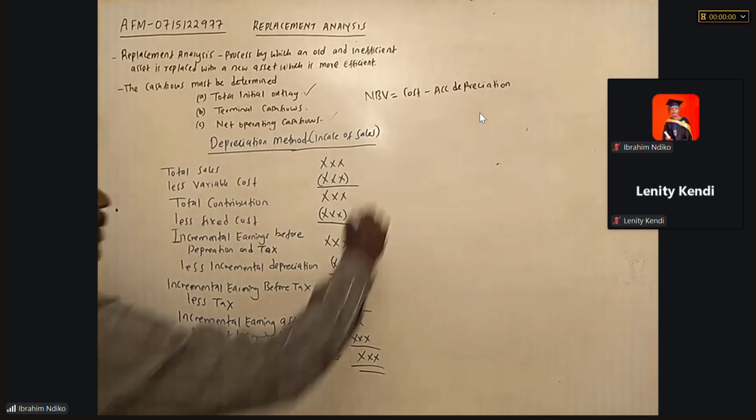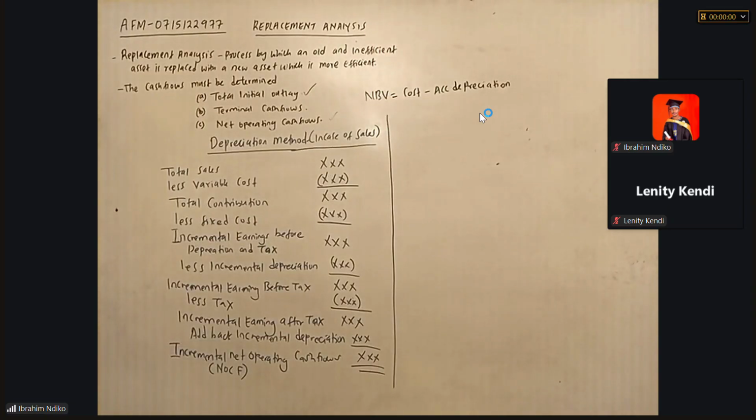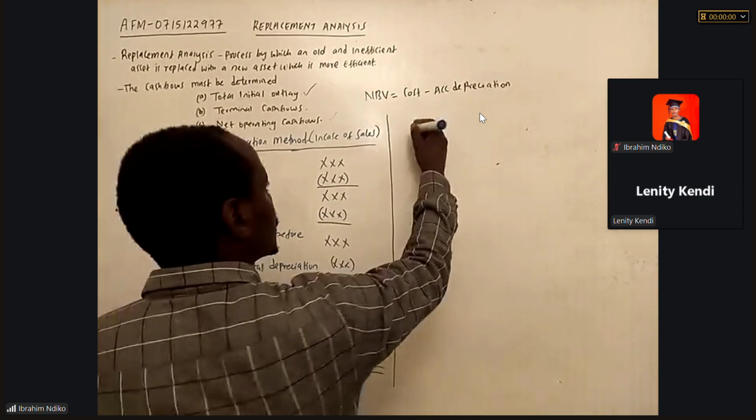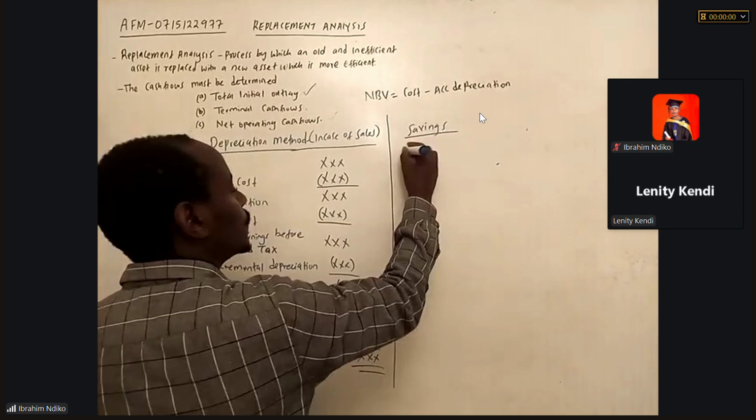Now this is in the case where we have sales. But in other situations, you won't be given sales. So how are you going to determine it? In other situations, you will not be provided with the sales; you shall be provided with the savings. In the case of being provided with savings and not sales, how are you going to do it? You start with the savings.